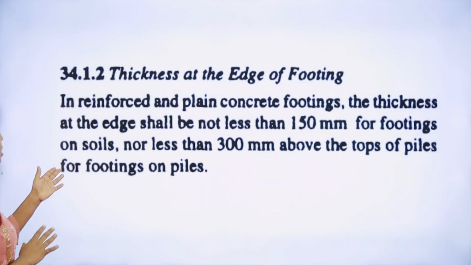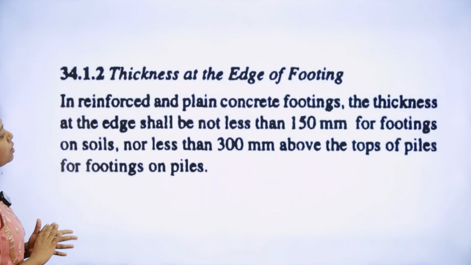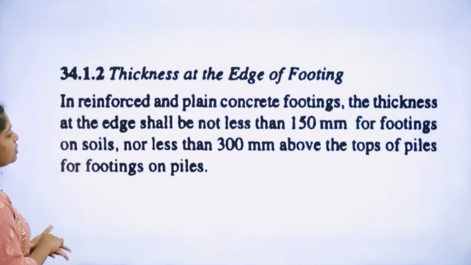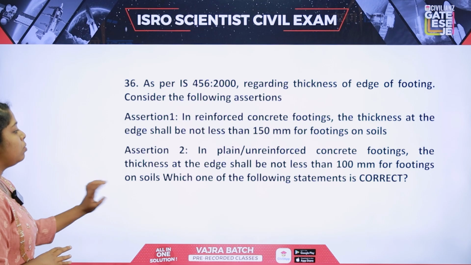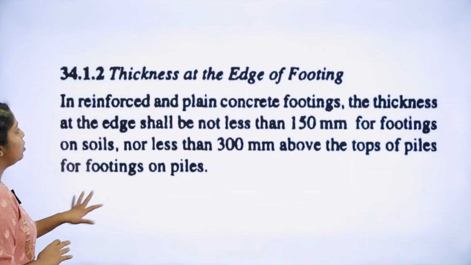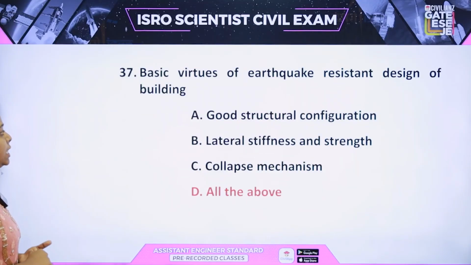That is, it is given here in reinforced and plain concrete footing, the thickness at the edge shall not be less than 150 mm for footings on soil, nor less than 300 mm above the top of piles for footings on piles. So, both are wrong. Moving on to the 37th question.